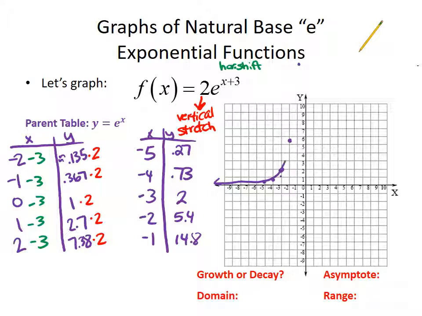So if we follow that traditional exponential growth model, we can tell that this is a growth as it rises as it goes to the right. The asymptote continues to be y equals 0 because it's not crossing the x-axis. Our domain is forever left, forever right, and our range is between 0 and infinity using those parentheses.